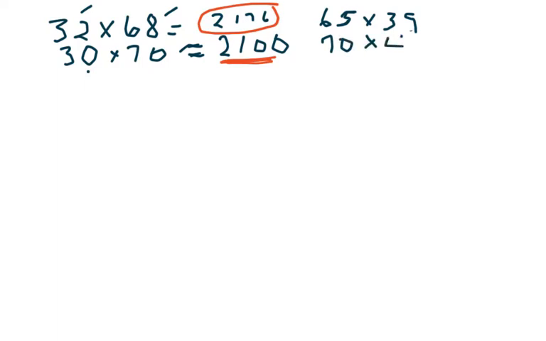And 39, that's really close to 40. Either 30 or 40, but it rounds off to 40. So an estimate for this answer would be 70 times 40. 7 times 4 is 28. 10 times 10 is going to be hundreds, isn't it? We practiced that. 70 times 40, 2,800. So that's an estimate of what the answer is going to be.